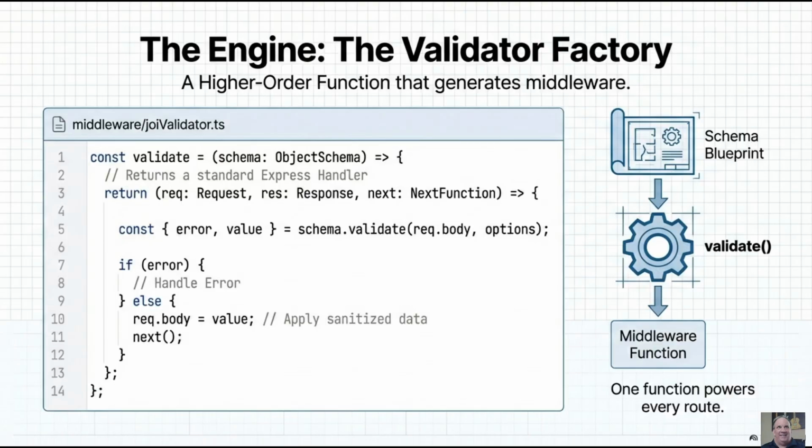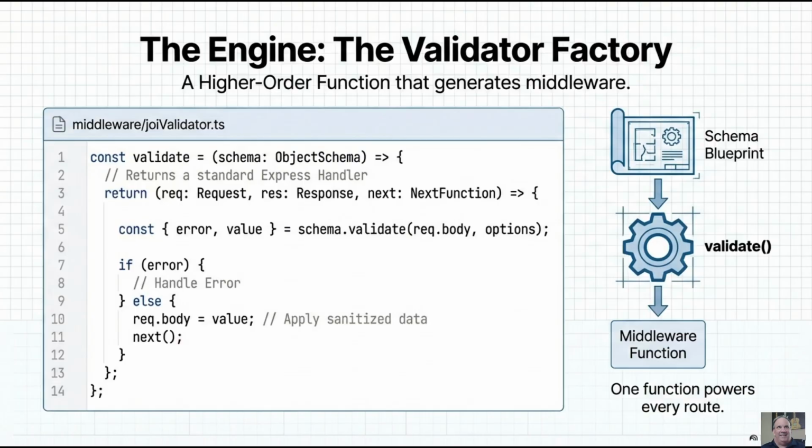The engine, the validator factory. So now here's the real magic, the engine that makes everything work. This is a TypeScript file. You could call this what you want, right? But what I have here is called the Joi validator.ts file, and it contains a single function called validate. And notice something important about this function. It's considered a high order function.